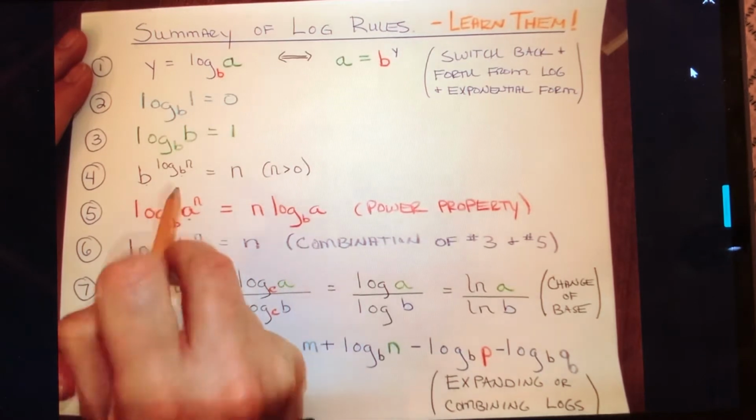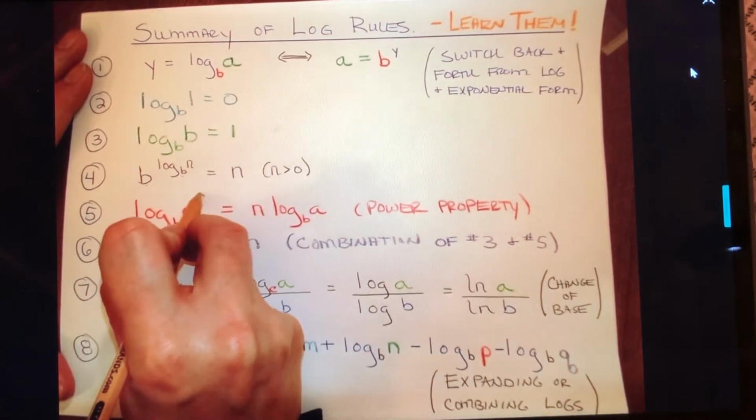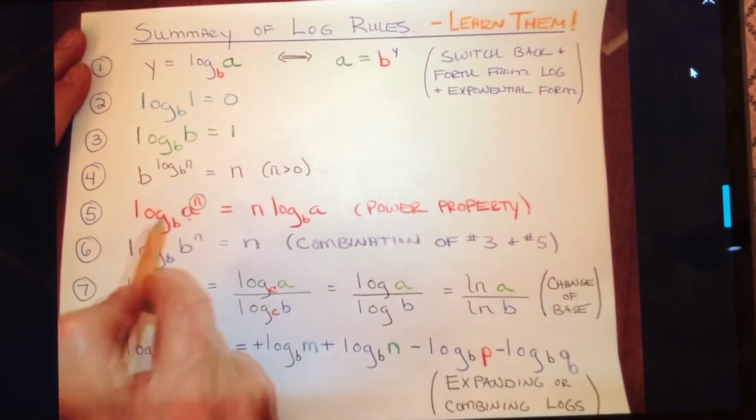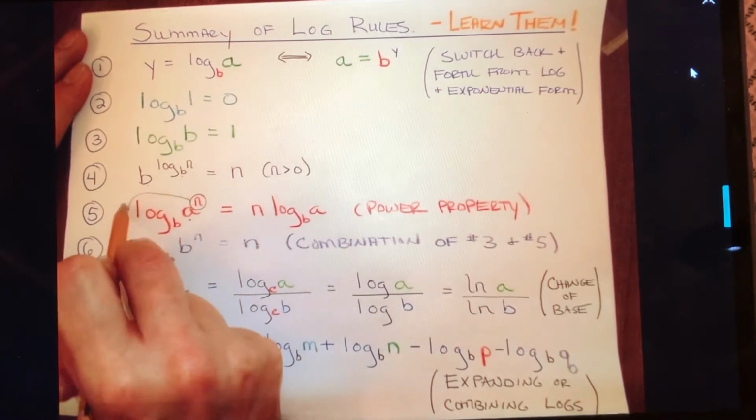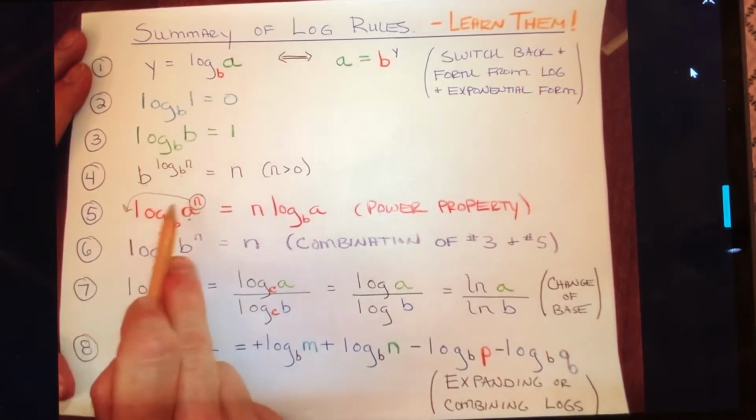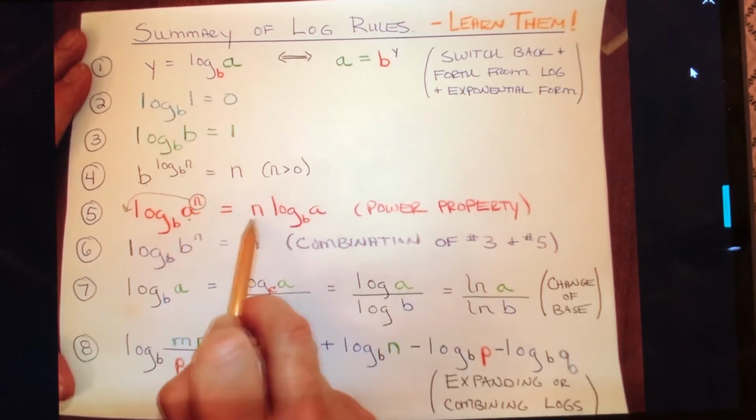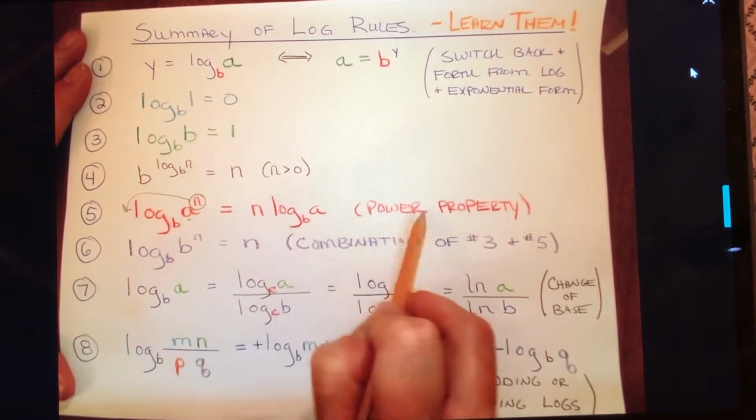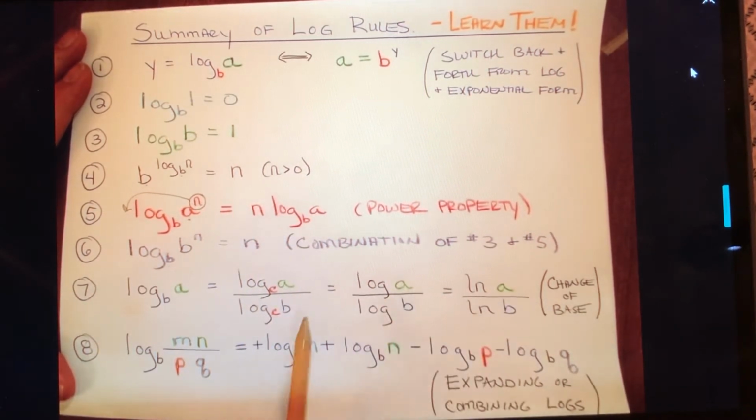And what you actually get to do is, if you notice that, you can take this power and you can actually just pop it down in front of the log. It becomes a multiplier instead. And that's what I have written here. So again, this is called the power property, and it's very powerful.